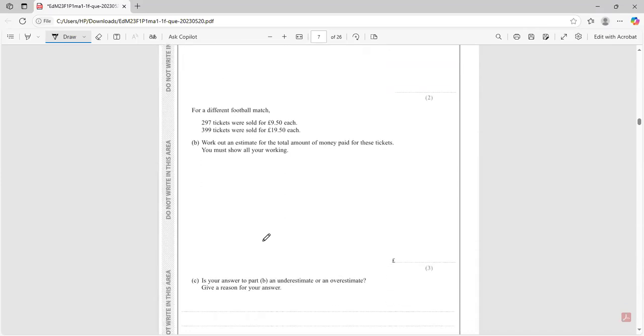It says for a different football match, 297 tickets were sold for £9.50 each. 399 tickets were sold for £19.50 each. Work out an estimate for the total amount of money paid for these tickets. You must show all your working. Okay, so you know what we're going to do? I'm going to let you participate. Let me see if I can allow you to control my screen. Remote control.